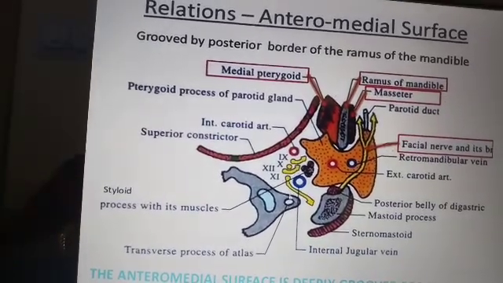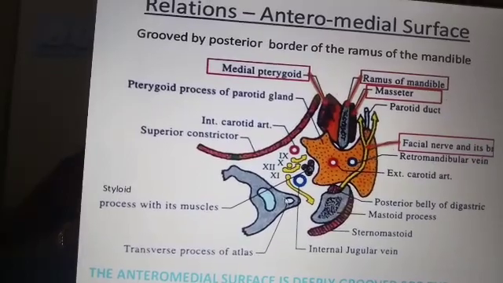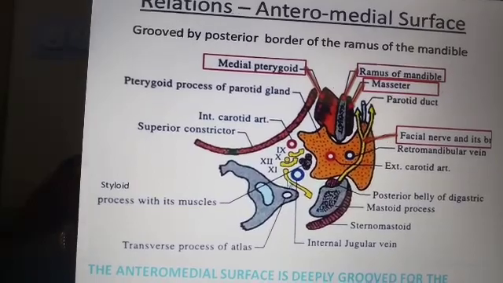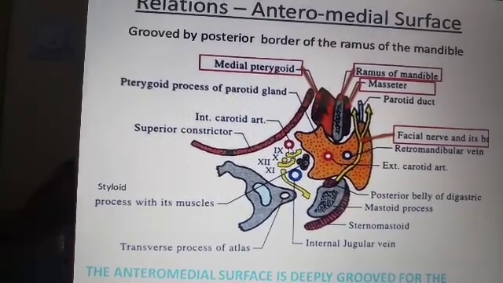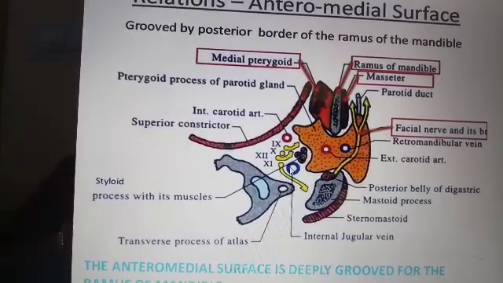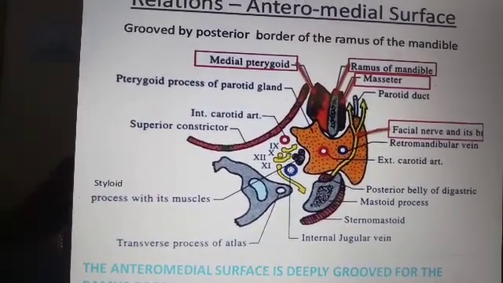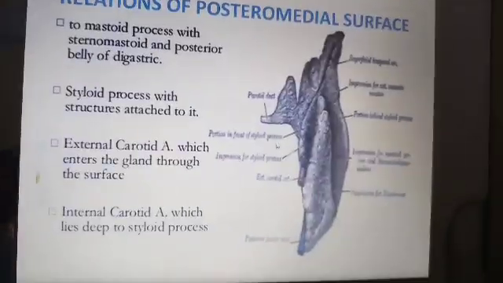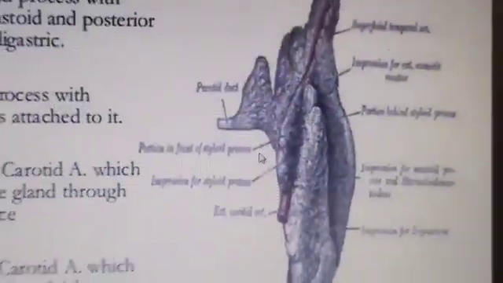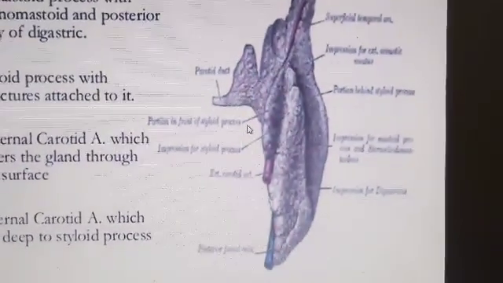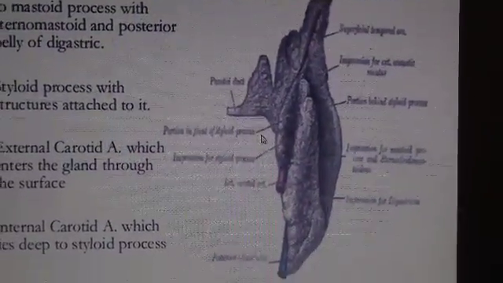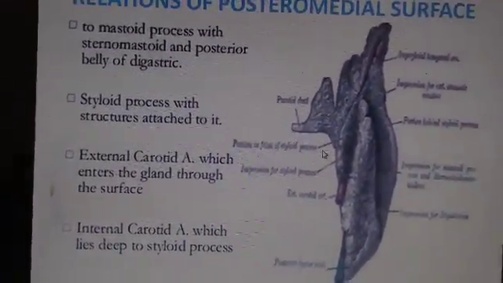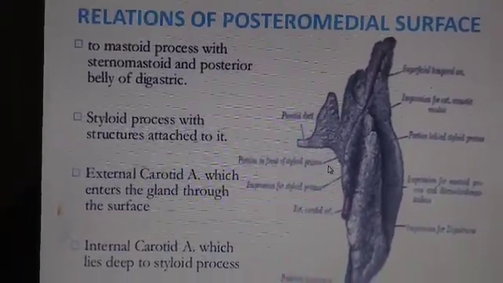These are the important relations for the posteromedial surface, and the transverse process of the atlas and the rectus capitis lateralis also get related. So these are the 9, 10, 11, 12 cranial nerves passing in between the internal carotid artery and the internal jugular vein, which is related most importantly to the posteromedial surface. Again, in this surface, the posteromedial surface, we can see that it is related with these structures, that is the external carotid and the internal carotid artery, which are entering through the gland.